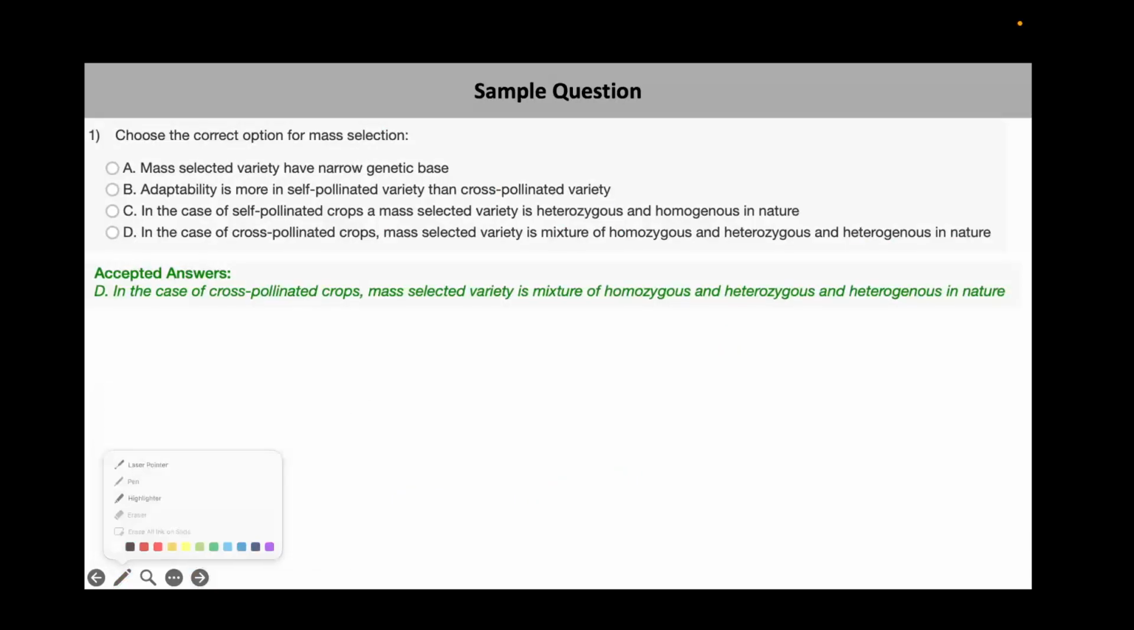Now, based on this, let's talk about the answer. The correct option for mass selection will be D, that in the case of cross-pollinated crops, the mass selected variety is a mixture of homozygous and heterozygous. This was the last line. It cannot be C, because in case of self-pollinated crops, the mass selected variety is not heterozygous. In case of self-pollinated crops, the mass selected variety will only be homozygous in nature.